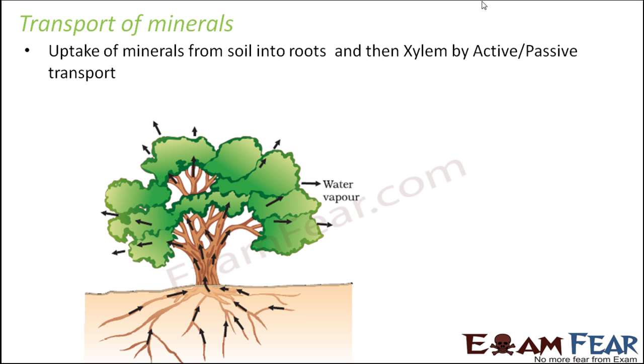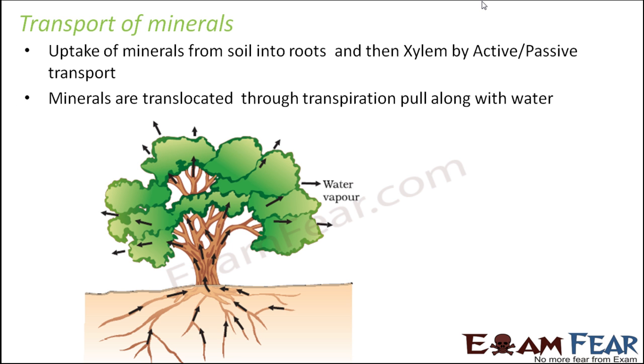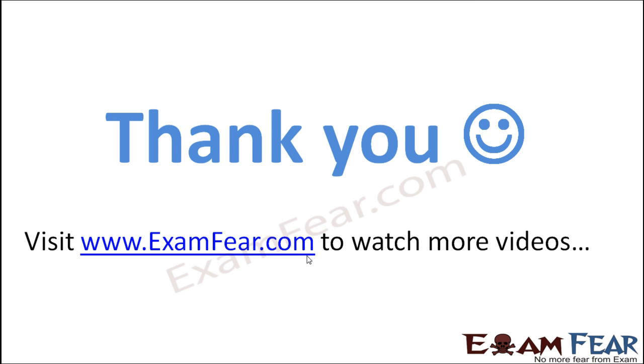So the uptake of minerals from soil to roots and then to xylem, they also happen by active and passive transport. And then what happens to the minerals? Then minerals are also translocated to various parts of the plants like leaves and branches through transpiration pull along with water.